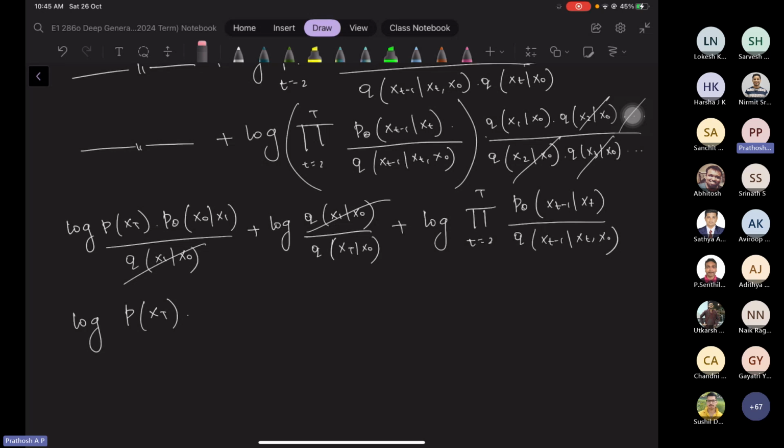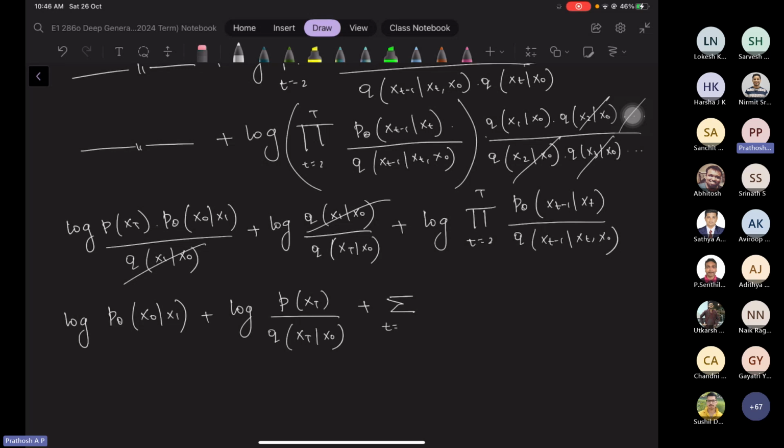I will skip one step. So log of p theta x0 given x1, plus log of p xt divided by q xt given x0, plus the sum from t equal to 2 to capital T of log of p theta xt minus 1 given xt divided by q of xt minus 1 given xt and x naught. All right, can you see that?